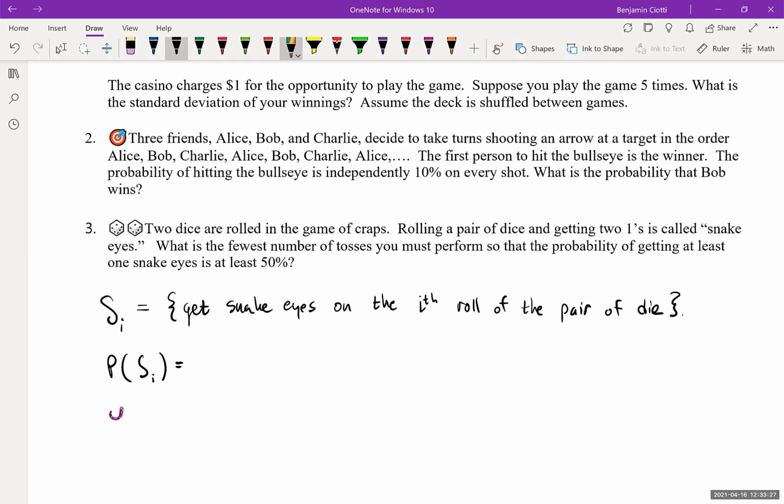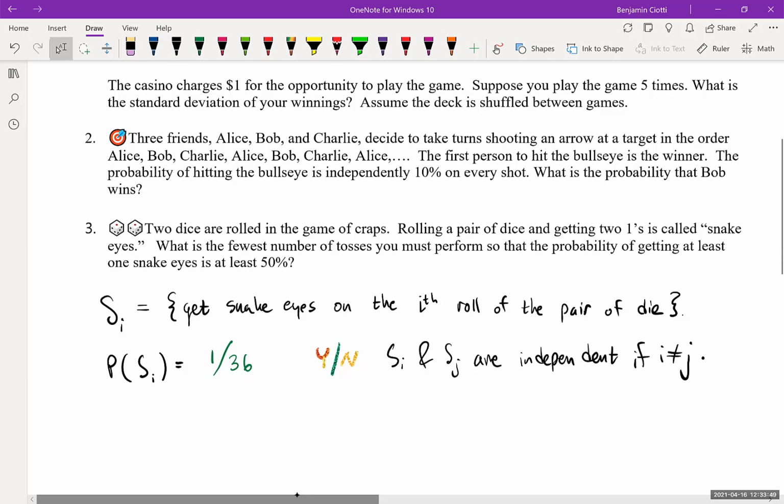Good. 1 out of 36. Yes or no, SI and SJ are independent if I is not equal to J. Yes or no, folks? Cool. Okay, yeah. The different rolls are independent, sure. So that's good.